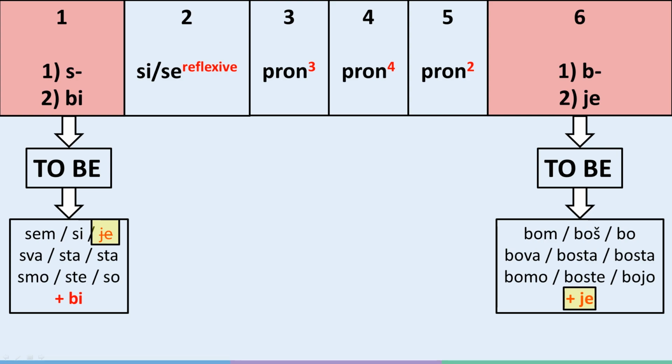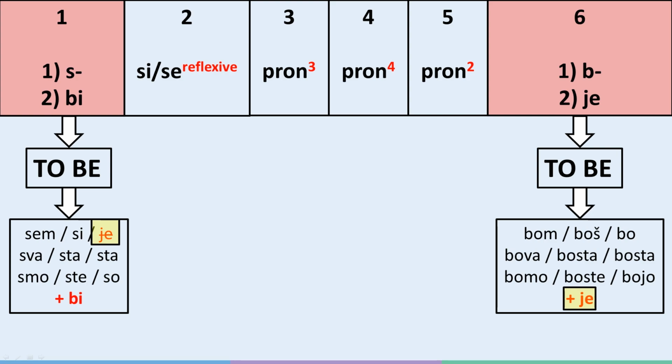So as you can see, group 6 is primarily made up of future forms of the verb to be, all of which start with the letter B, plus the ostracized je. Okay, so we've ostracized je to the right, and additionally there is the word bi, that's b-i, on the left in slot number 1, which judging by its appearance belongs in group 6 rather than 1.